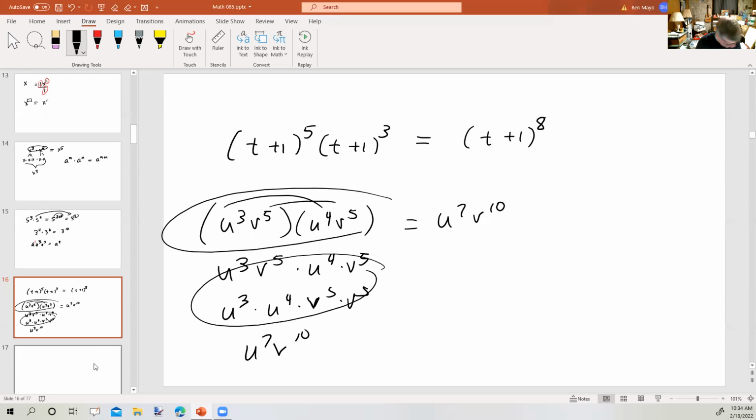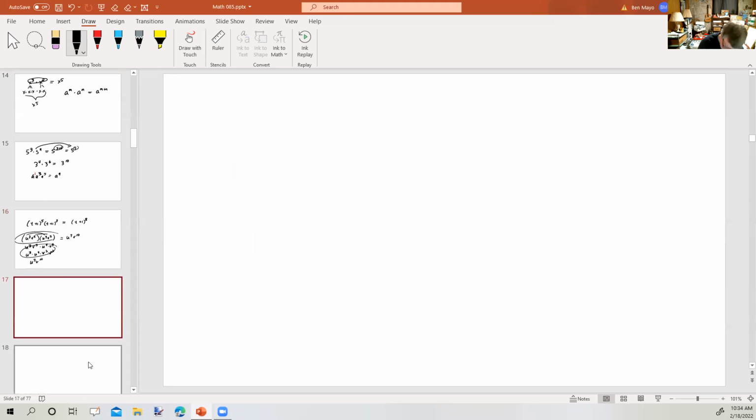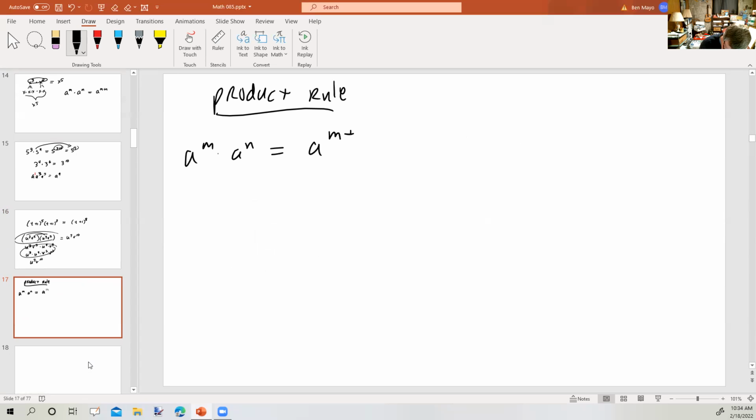Okay, so that's known as the product rule. When we're multiplying 2 powers with the same base, we add the exponents and attach it to the common base. It isn't necessary that you know that it's called the product rule, but you should know how to apply it in the correct situation. All right.